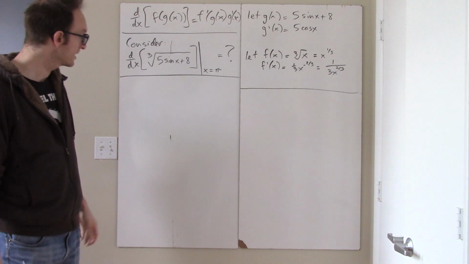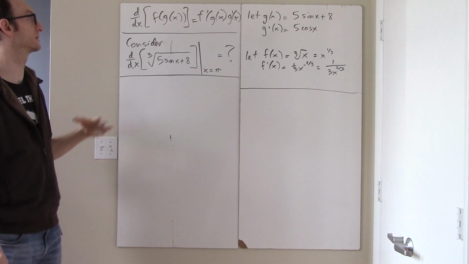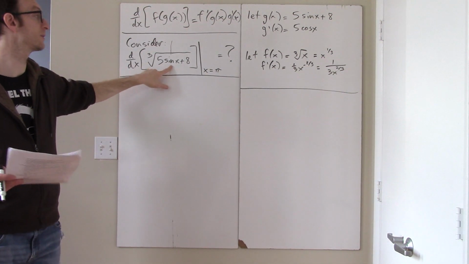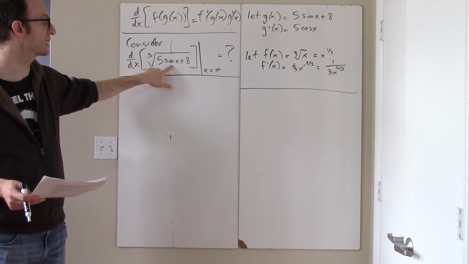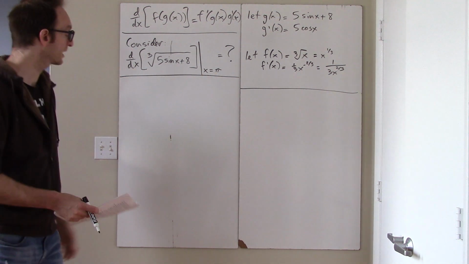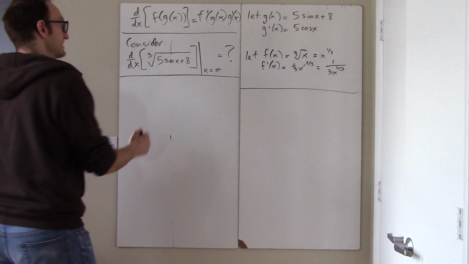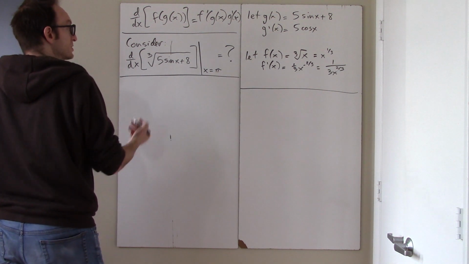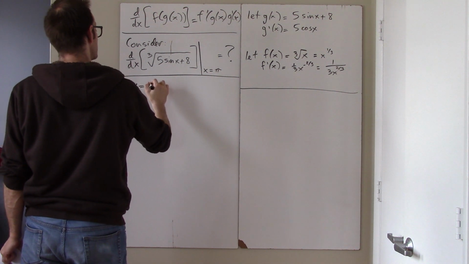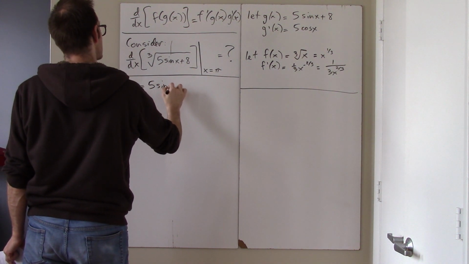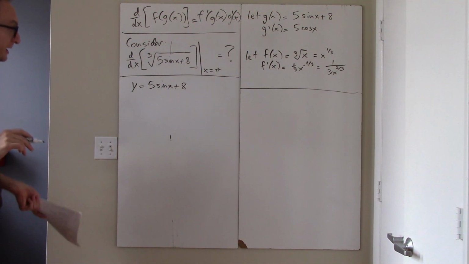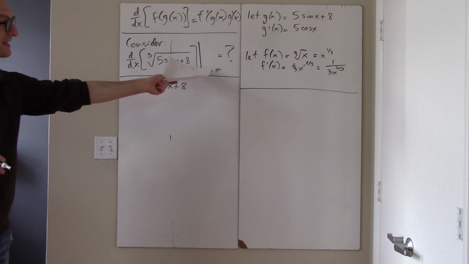And so the story of how fast this function is changing near pi should begin with the inner function. As we have seen with the chain rule, we want to investigate how fast this inner function is changing near pi. Let's make a picture of that. We should just graph the 5 sine x plus 8 function. So now let's consider y equals 5 sine x plus 8. And where should we be looking at it? Well, at pi, of course.